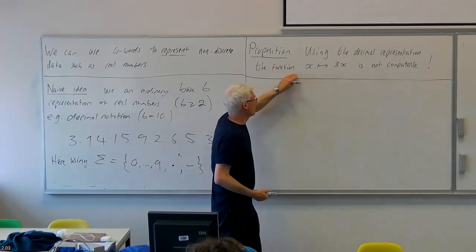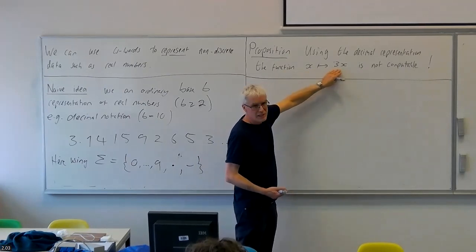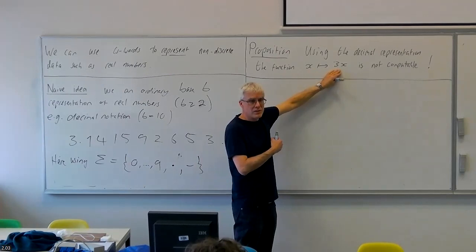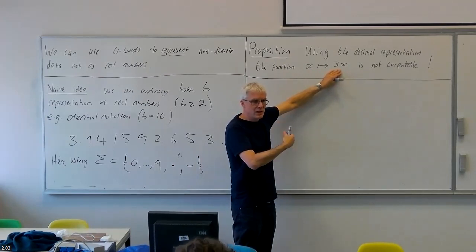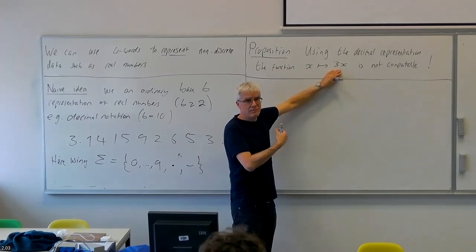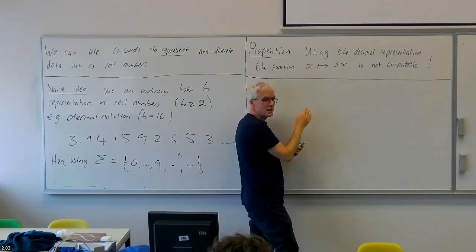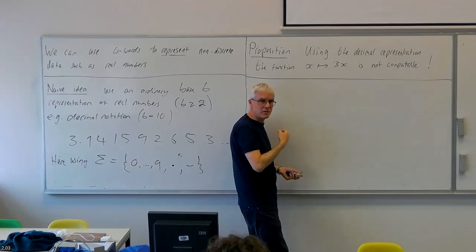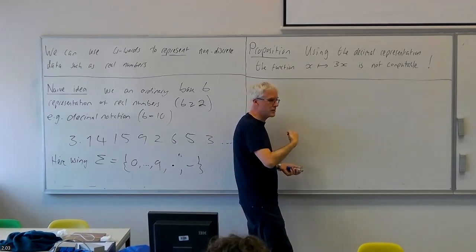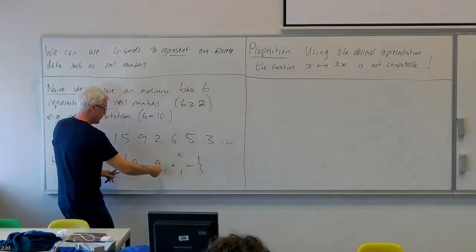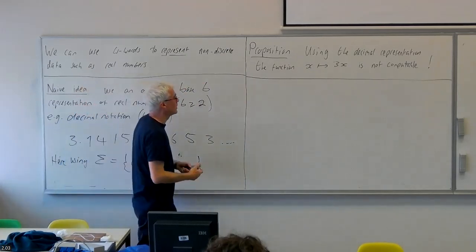So what we're saying is that for the function on reals from x to 3 times x, there is no corresponding computable function on representing infinite words. Now, how can we prove there is no computable function? Well, we've proved in the last lecture that every computable function is continuous. And what we're going to show is that the function x to 3 times x, which is obviously a continuous function on real numbers, has no continuous function on infinite words that will compute the 3 times function on representations.